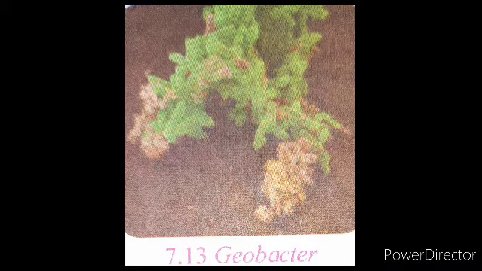Water soluble salts of uranium are present in the waste produced during electroplating. Geobacter converts these salts of uranium into insoluble salt and thus prevents those salts from mixing with groundwater sources, and thus avoids water pollution.